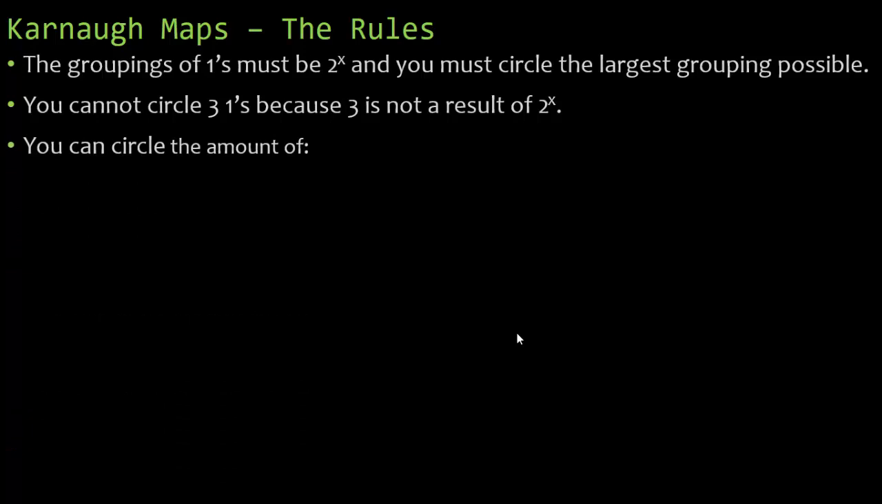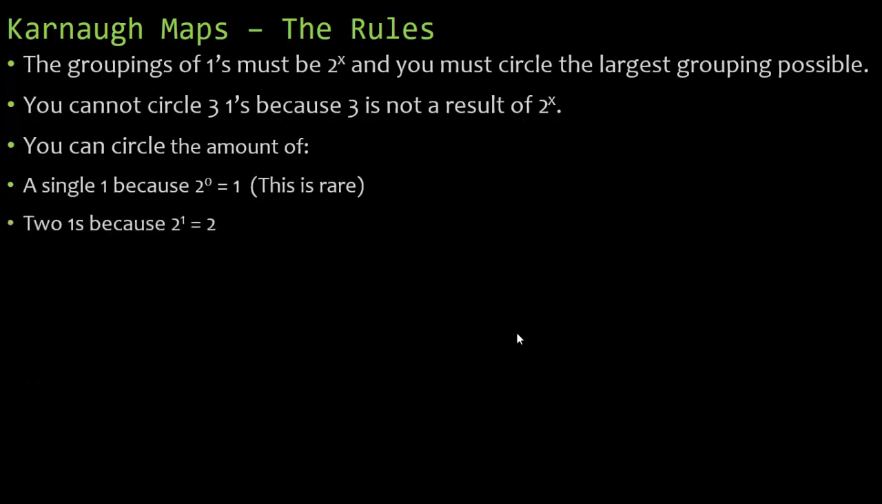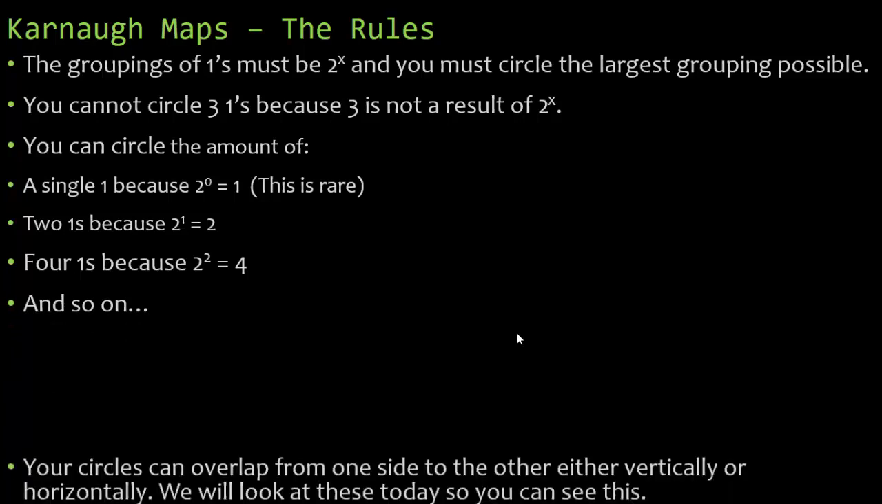Now, here are some examples of the amounts you can circle. You can circle a single one because 2 to the power of 0 is 1. Now this is extremely rare, but it does happen. You can do 2 ones because 2 to the power of 1 is 2. You can do 4 ones because 2 to the power of 2 is 4, and so on. So those are things that you need to do. Here are some other things you can do.